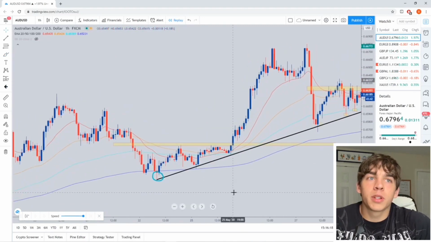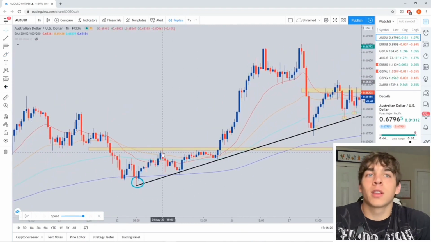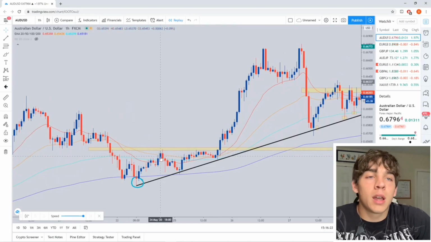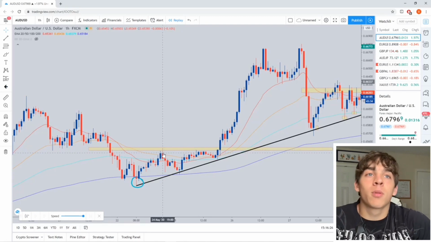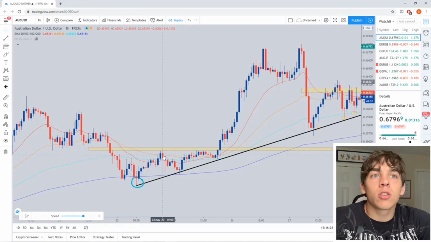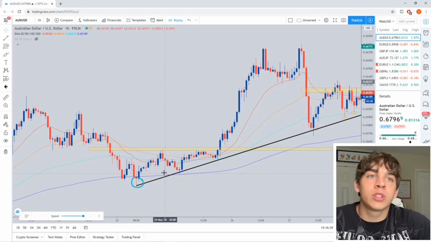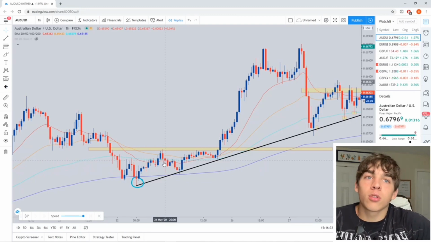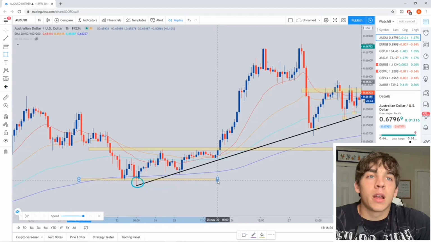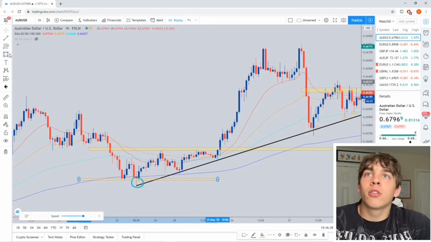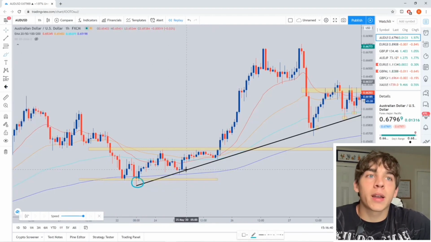We had a push up to this level of structure. Now what happens around this level of structure? We see the candle open up as bullish, we see rejection, and then we see a second form of rejection, and that candle closes as bearish, and then we see another rejection candle all the way down at this support resistance here, and then we see another push down.